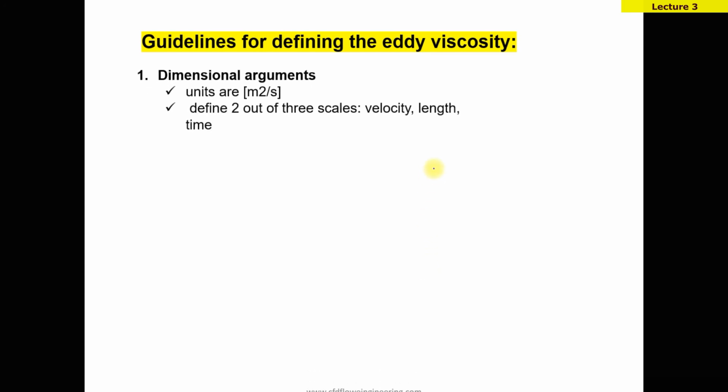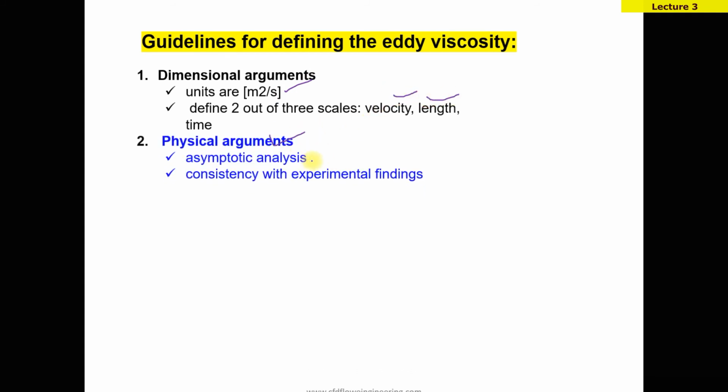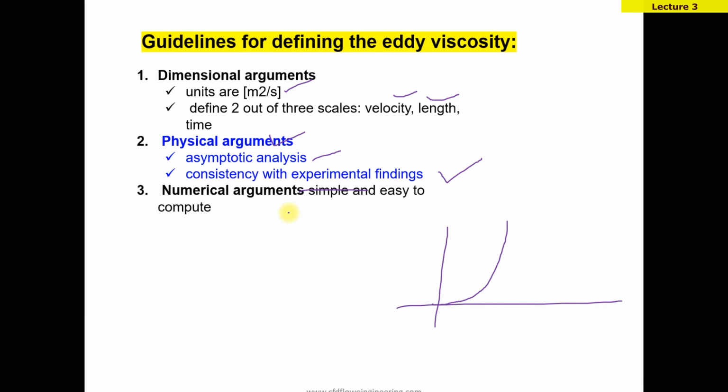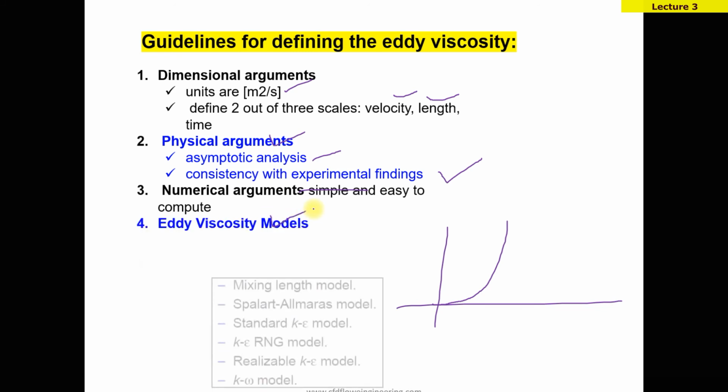Then there are some guidelines for defining the eddy viscosity. It should have units of meter squared per second, and should depend on the velocity, length and time scale, and should follow the velocity variation. The viscosity found numerically should be considered with the exponent variation. That means the velocity profile near the wall should follow a similar exponent, because this is an artificial viscosity calculated based on a model. Modeling means we are approximating the actual flow, and numerically it should be easy to find.